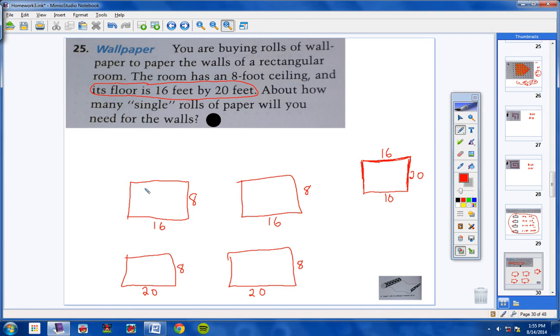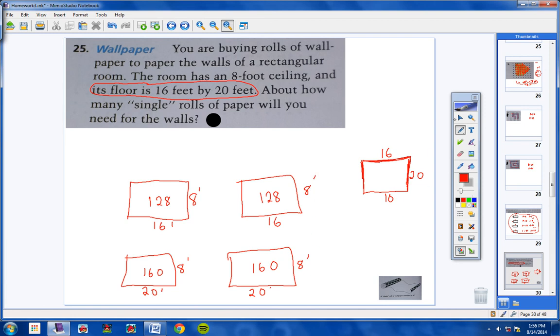Now, unless you're really different, you're not going to wallpaper the ceiling and you're not going to wallpaper the floor. So all that we're dealing with are these 4 walls. Now the area of this wall would be 160, 20 times 8. The area of this wall would be 160, 20 times 8. The area of this wall would be 128. I believe I did that in my head. I'll check it real quick here. 128, 16 times 8, and the area of this wall would be 128. Now all of this is feet. Okay? All of this is feet.